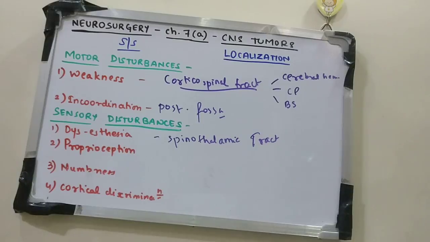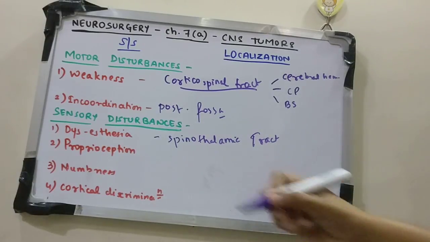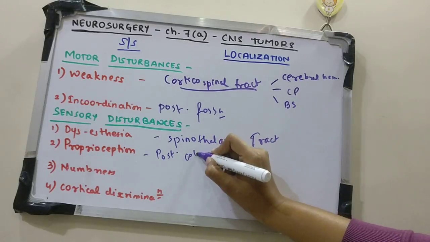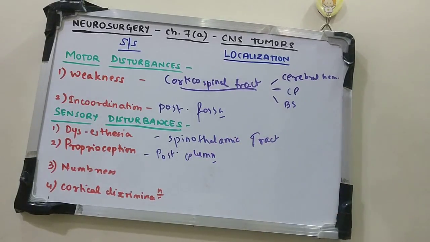If there's a proprioception problem, it would be involving your posterior column. Your posterior spinal tracts, you know that the dorsal column goes to the thalamus and then to the thalamoparietal connections.